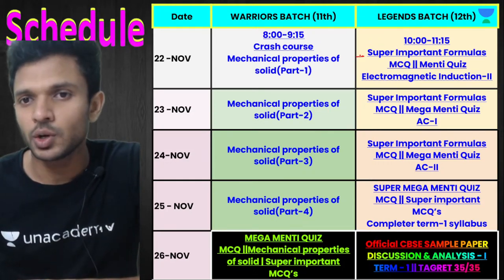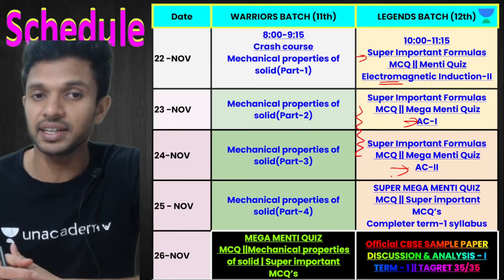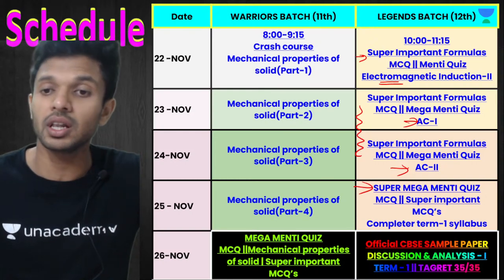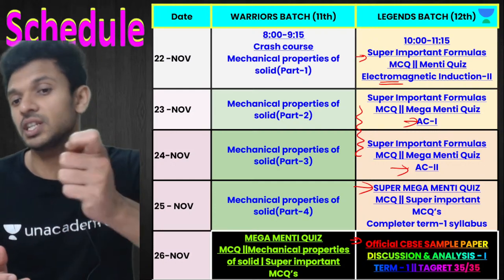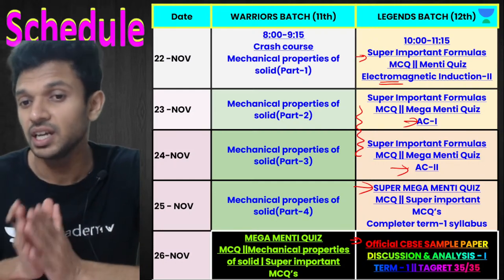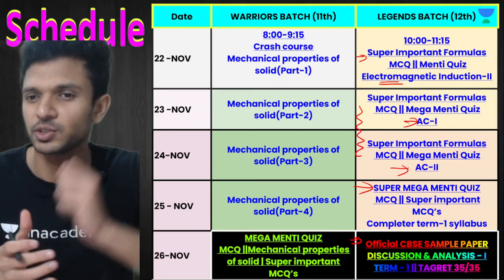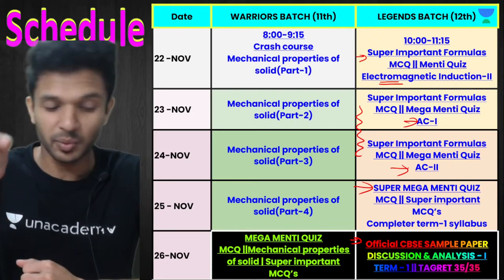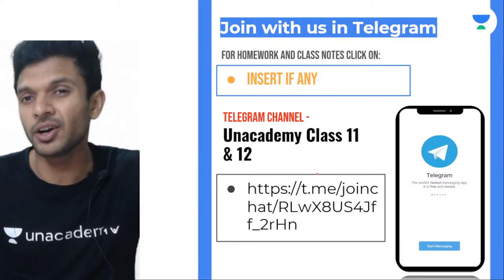So dekhle, bacha log. On 22nd of November, here we are having EMI. In the next 2 days, we'll be having the mentee quiz from the chapter of alternating current, right? And on 25th, we'll again be having the super mega mentee quiz, which covers all the syllabus. And on 26th November, we are going to discuss the official CBSE sample paper. So it is very important. It is an official CBSE sample paper, so it will have a very good similarity to our actual term examination paper. So make sure that you all attend it on time, at 10 PM on Friday.